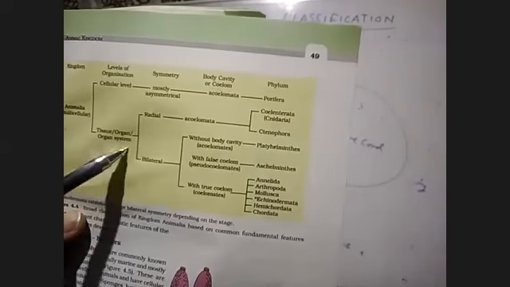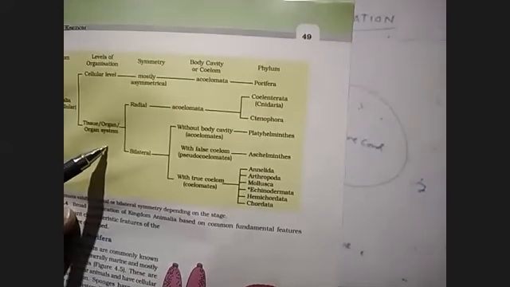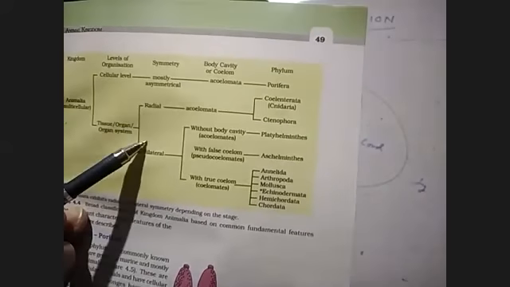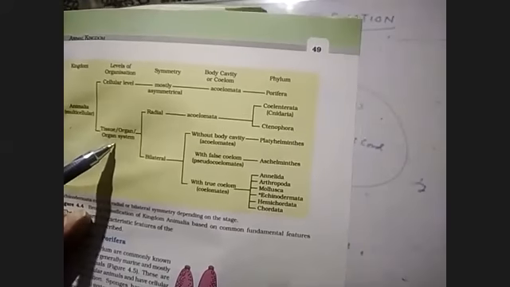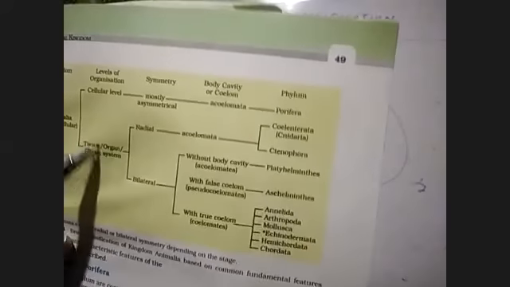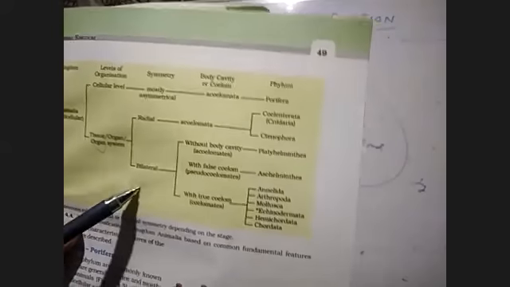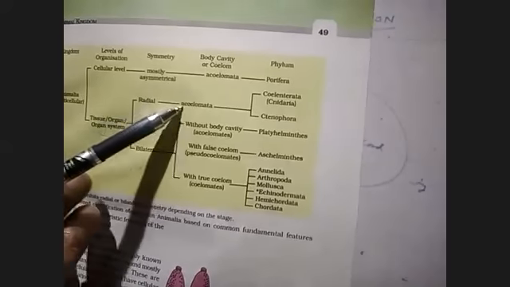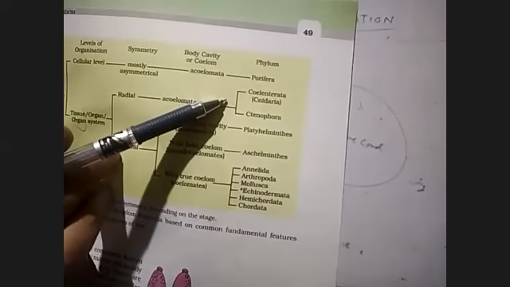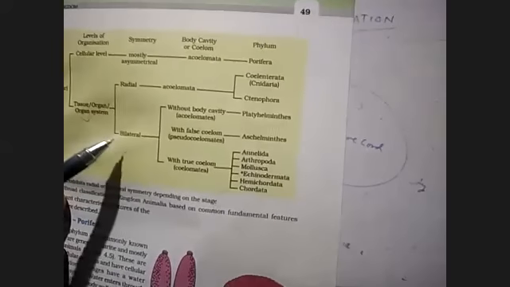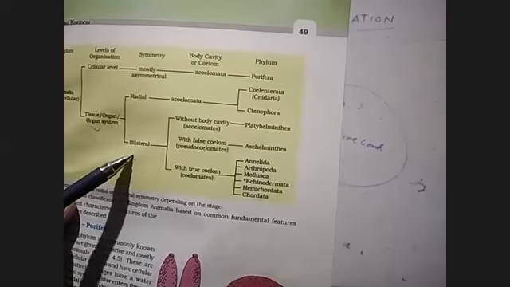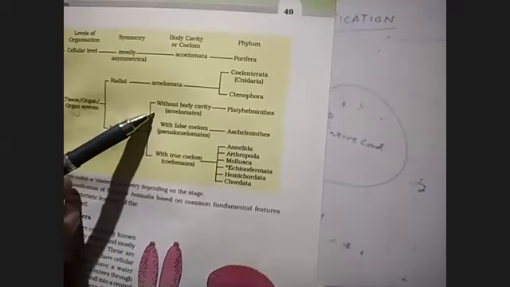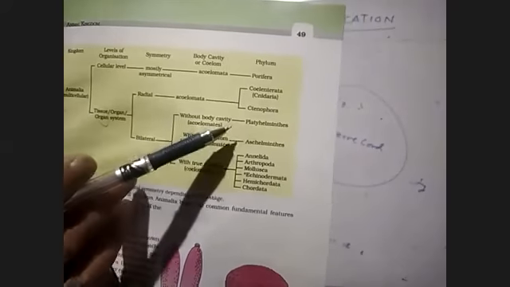Secondly, tissue, organ, and organ system levels of organization. These have two types of symmetry, radial and bilateral. Radial symmetry animals are acoelomate, for example Coelenterata and Ctenophora. And bilaterally symmetrical animals are without a body cavity. They are the platyhelminths.